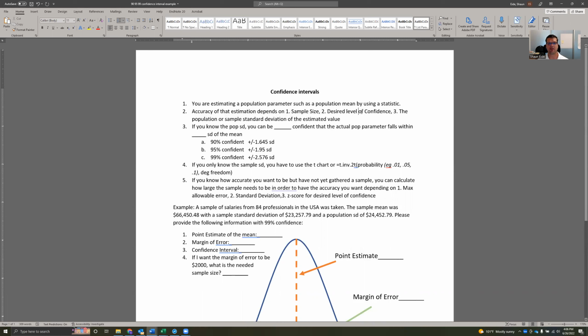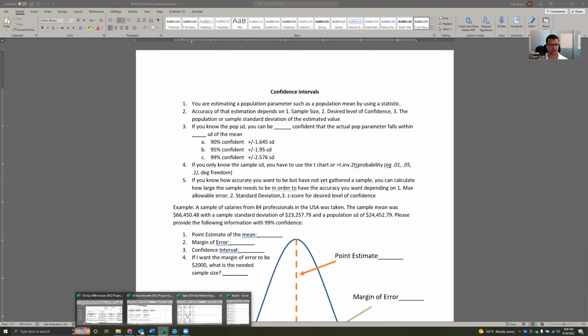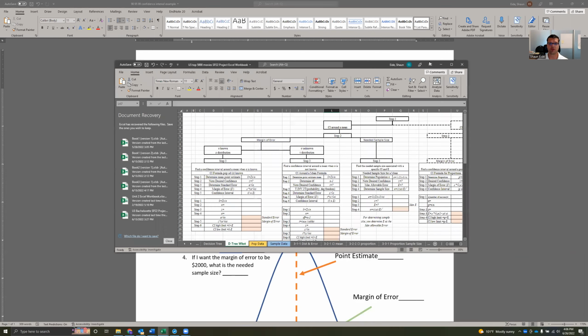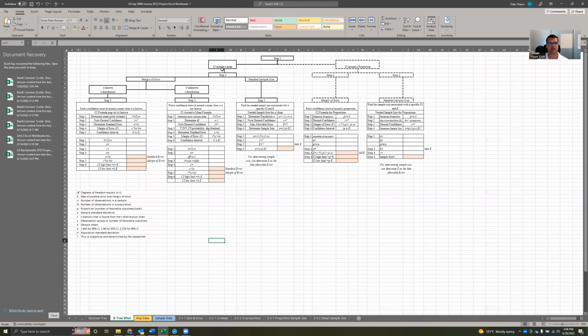sample size, desired level of confidence, and the population or sample standard deviation of the estimated value. If you also want to pull up another resource that I gave you, this super cool decision tree helps you determine what it is that you want to do. Do I want to calculate a confidence interval around a mean or around a proportion? If around a mean, do I need to calculate the sample size, which we'll get to in just a minute, or the margin of error?